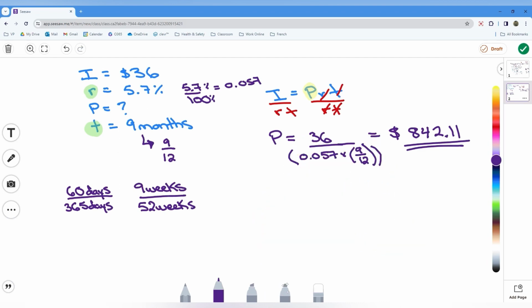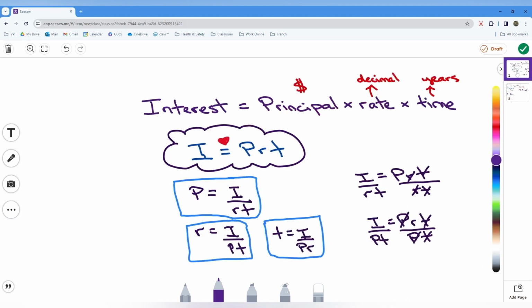All right, that's it for solving simple interest. Now there's, again, many different formulas you can use depending on which of the 4 variables you are solving for. You're either going to be dividing or simply finding the interest and multiplying all 3.